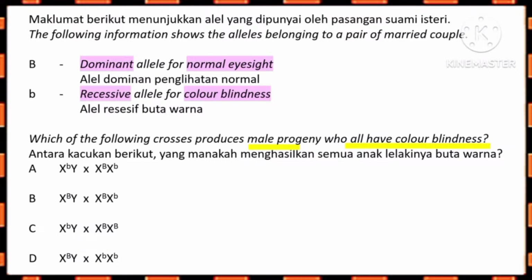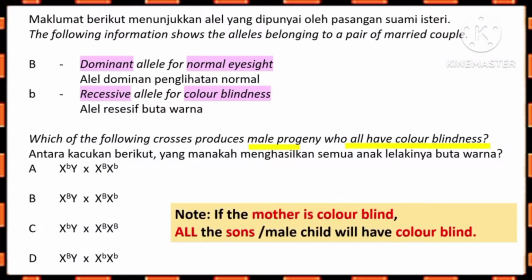Okay student, for this one, I'm giving you a tip. The tip is, if the mother is colorblind, all the sons or the male children will be colorblind. So from this tip, can you identify which one is the mother that is colorblind? Yes, so now the answer is D. Well done, student.